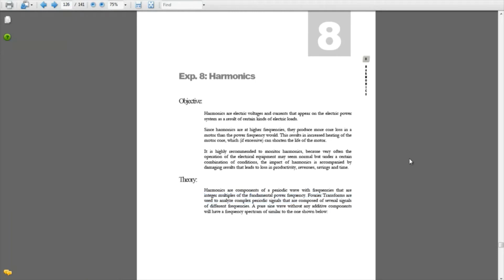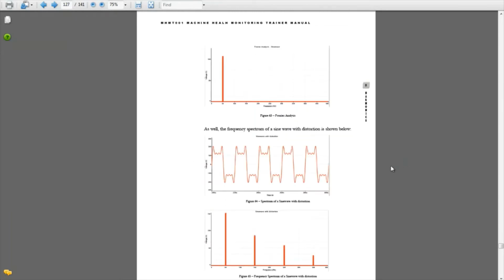So if I go to page 2, I have a sine wave. A sine wave in the time domain is going up and down with some amplitude, up and down, up and down. But in the frequency domain, you will find that the sine wave has only one frequency, the fundamental frequency. This is the fundamental frequency of a normal sine wave.